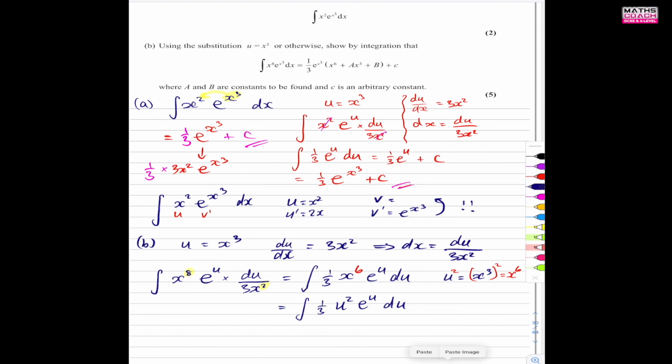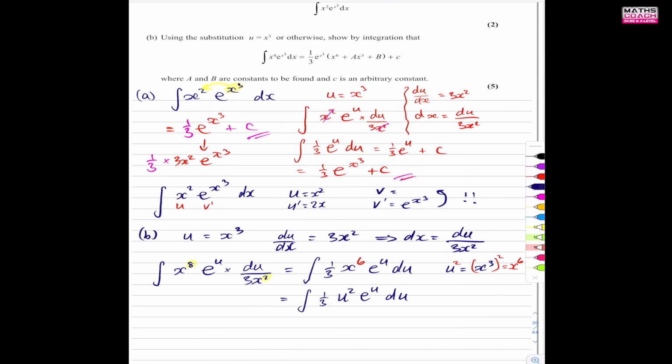Now, in order to integrate this, I believe we have to use integration by parts. This can't be reverse chain rule, because if we differentiate e to the u, we get e to the u, we don't get the u squared. So we're going to use integration by parts for this one. Using u's and using u's again for integration by parts is going to get a little bit confusing here.